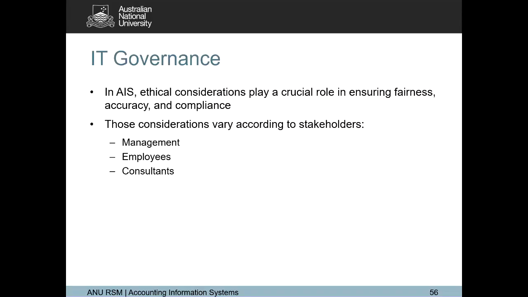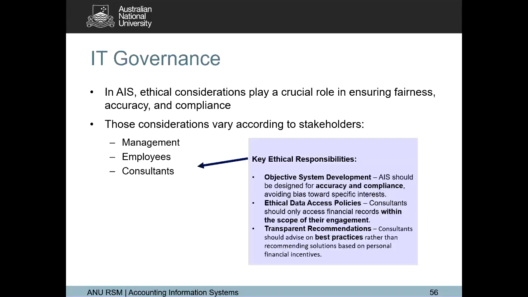And for consultants, what would be the ethical issue or problem? Just like I said, they do not know, we know. So we can just give them an expensive package. Seriously, sometimes people have different motivations, and you need to have a very good number in the KPI. So there are a lot of things you need to look at regarding ethical considerations. Here, probably what I can suggest: objective system development should be designed for accuracy and compliance. Avoid having bias towards specific interests.